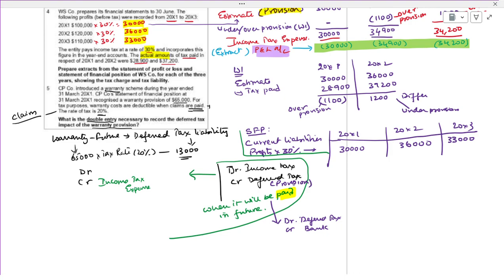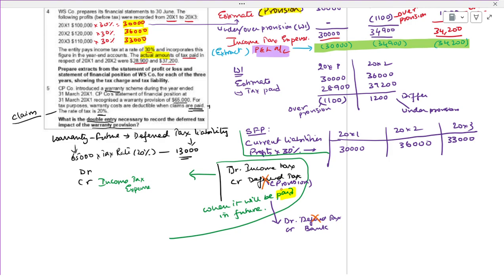In totality, what will happen? Your deferred tax will get cancelled. It is nothing but income tax against bank on the warranty. Income tax will be the debit, credit will be the bank. Okay, when it is going to be paid.